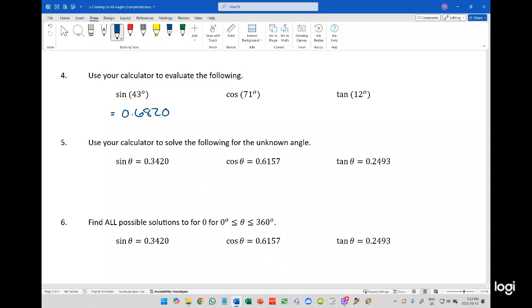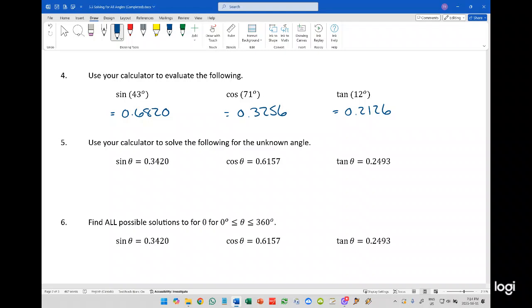Similarly, cos of 71, that's in the first quadrant. It should be a positive number. Cos of 71 is 0.3256. There's only one answer to it. And finally, the tan of 12 degrees should be positive. It's in the first quadrant, and it is 0.2126.